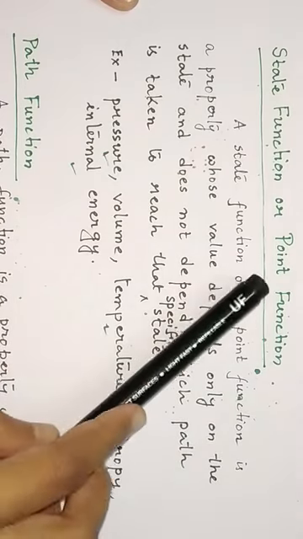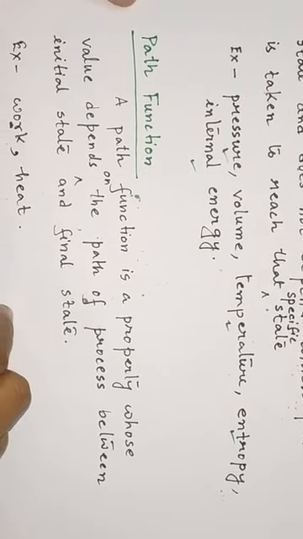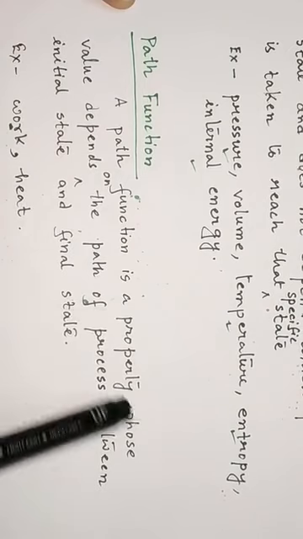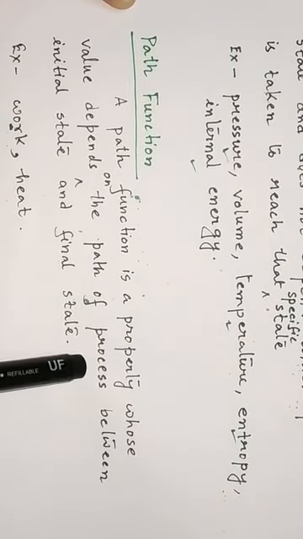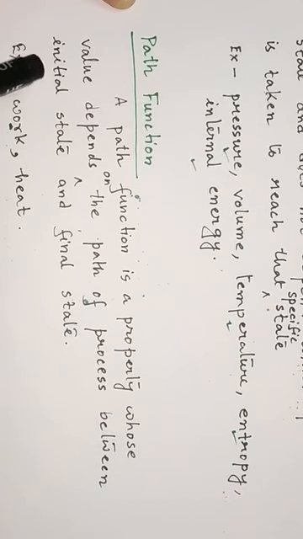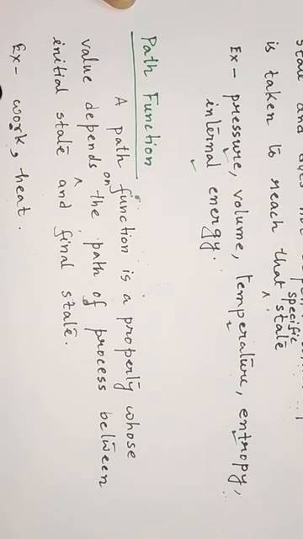Now in contrast to a state function, what is path function? A path function is a property whose value depends on the path of the process which is taken between the initial state and the final state. Some examples of path functions are work and heat.